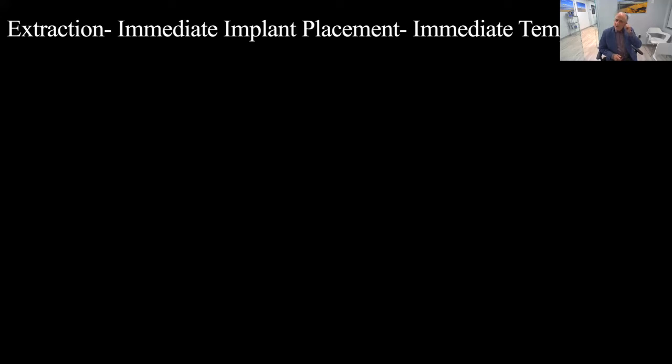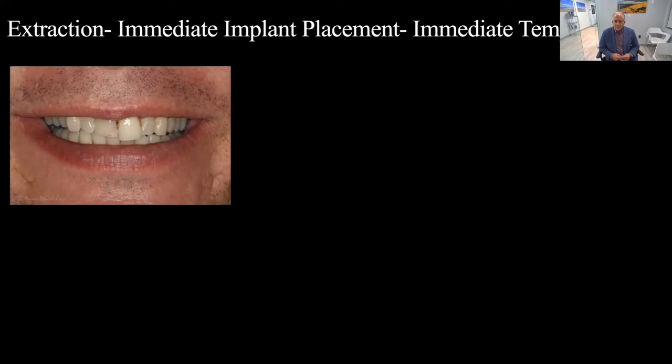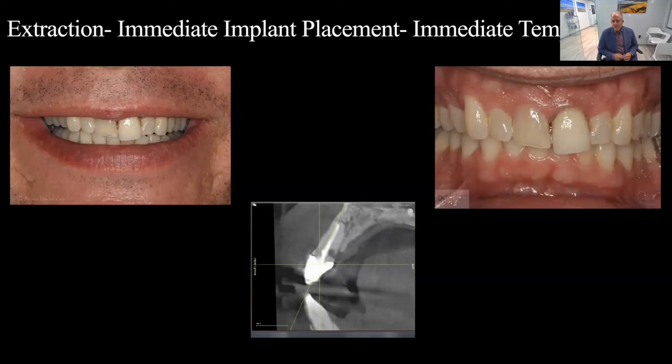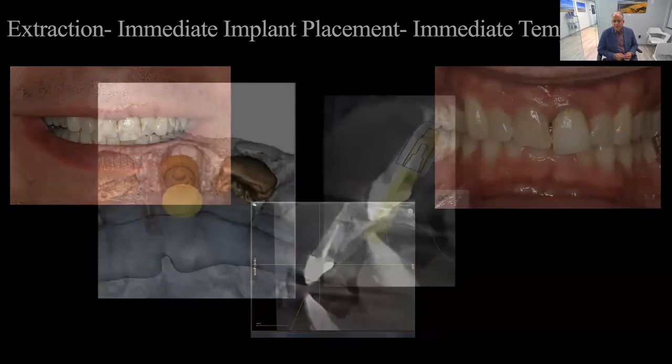So let's look at a case with an extraction, immediate placement, and immediate temporization. This patient presented with tooth number 9. He had some issues. It was extruding, and we took a cone beam and saw there was some internal resorption. And what I did like about this case was that when I looked at it, the root was really wide, and that bony housing was really wide.